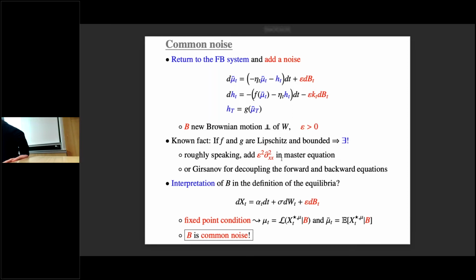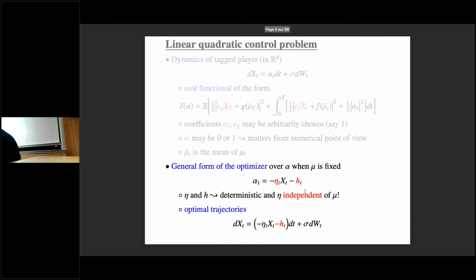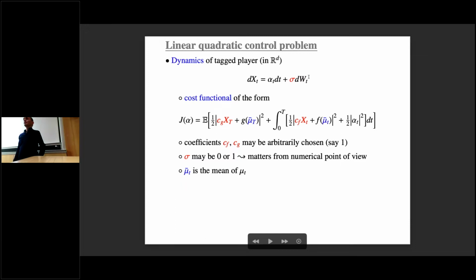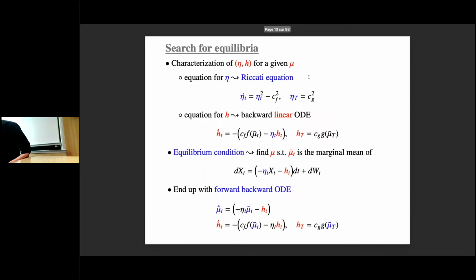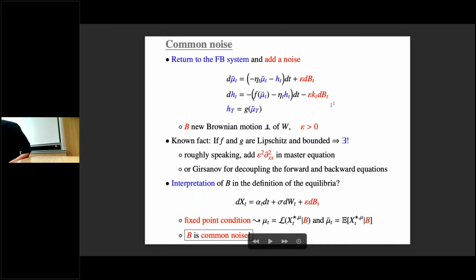Now, for sure, you say, well, I'm coming back to my mean field game, but inside the mean field game, I put an additional epsilon dB in the dynamics. So you have to remember what we defined, just to be sure that this is clear for everyone. This was our original model, and I insert an additional epsilon dB in the dynamics of a tagged particle. But the good point here is that alpha is completely free. So this is my control. And now I put in the control dynamics this additional epsilon dB. So this is this equation.